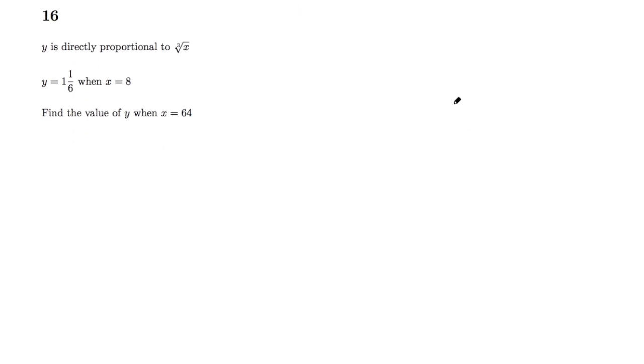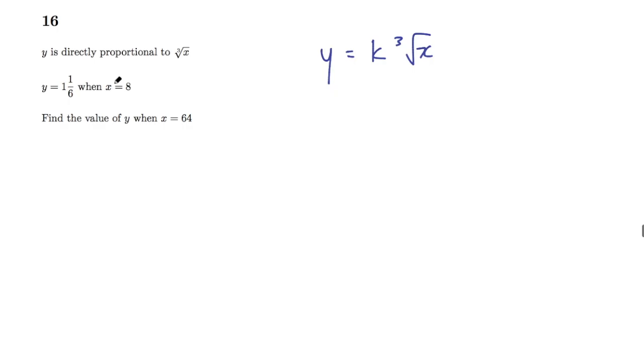Question 16 says y is directly proportional to the cube root of x. y equals 1 and 1/6 when x equals 8. Find the value of y when x equals 64. So we're told that they're directly proportional. So what that does is that actually allows us to create an equation where if something is directly proportional, we can say y equals k cube root of x, where k is some unknown, that means that y will equal k cube root x. And we can find k by substituting these values into this equation.